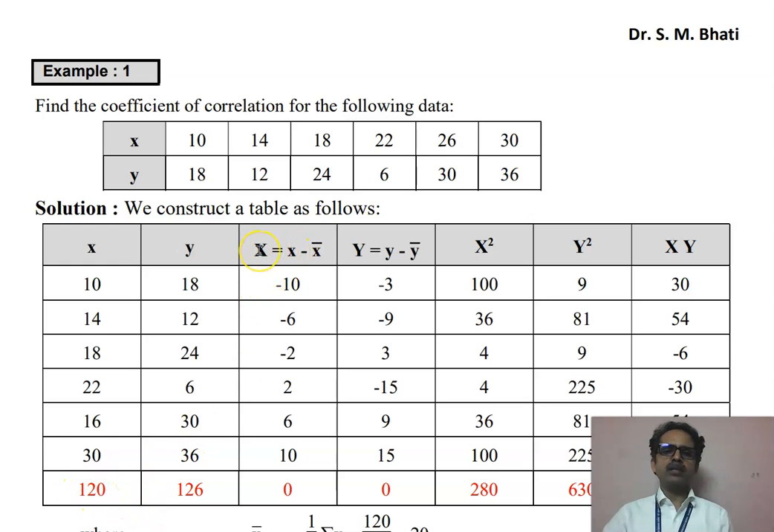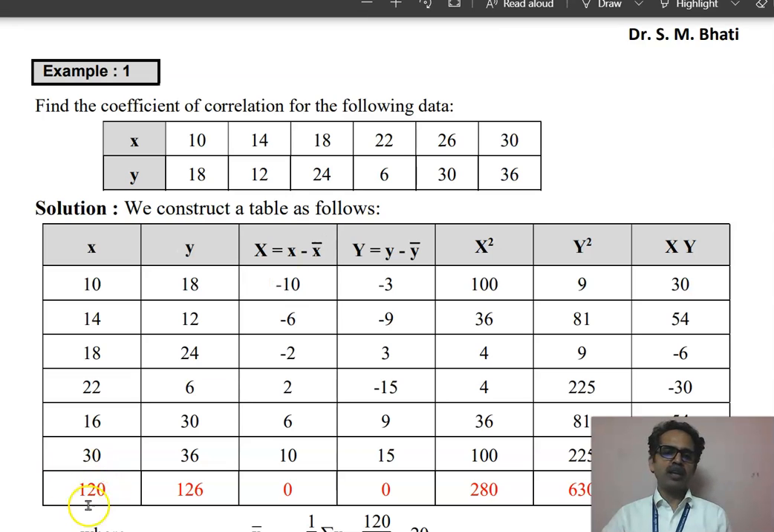Now the next column is for capital X, and this column stands for the deviation of x from x bar. You have to find x bar separately. How do you find the value of x bar? Summation x, that is 120, upon 6. Similarly, 126 upon 6 will give you the value of y bar.